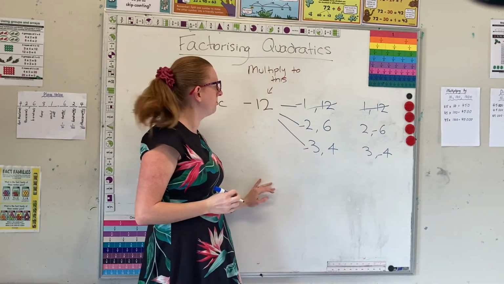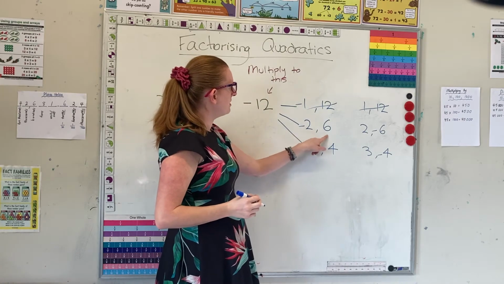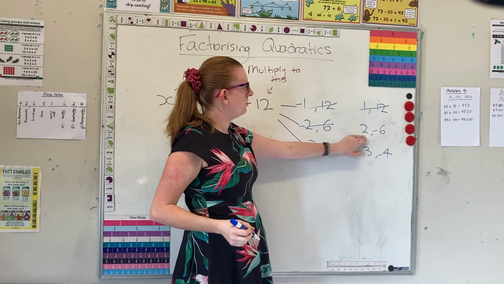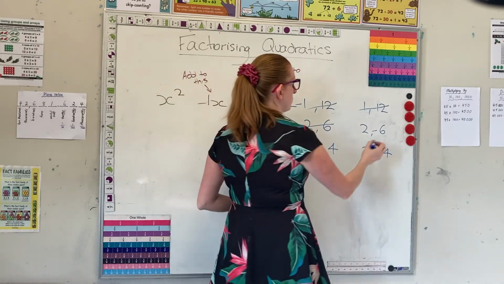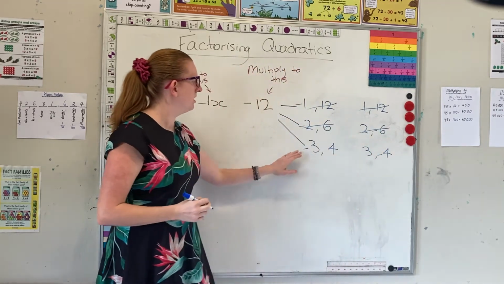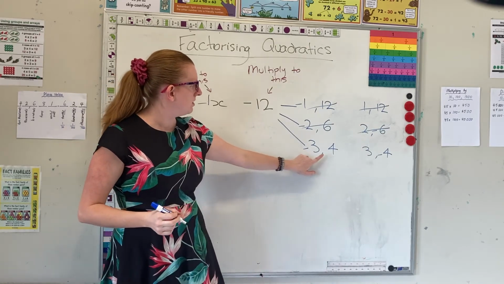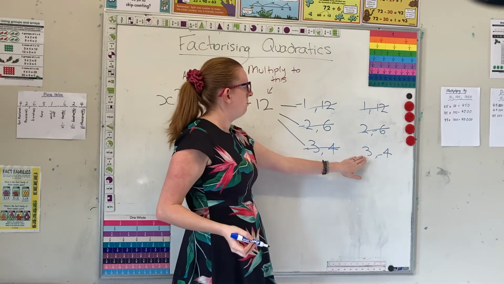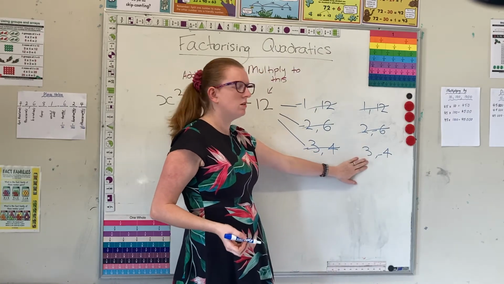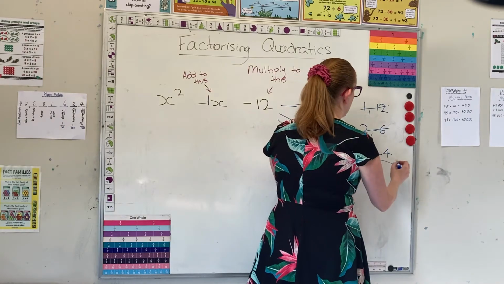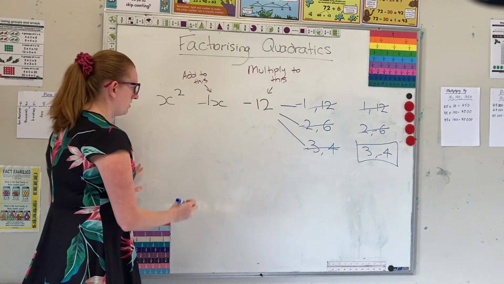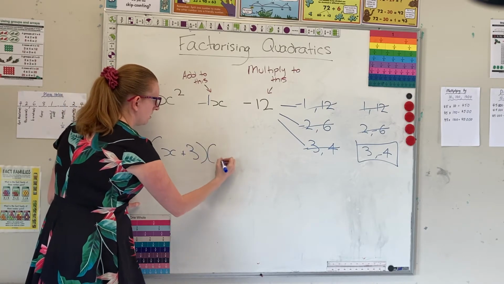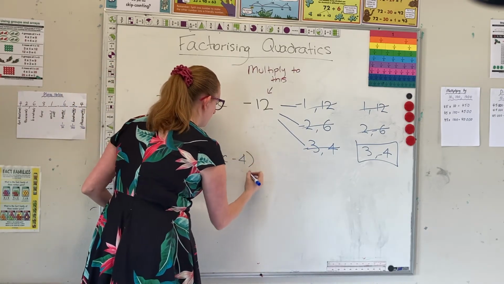It's not that one. Minus 2 plus 6 would give me positive 4, so it's not that. Positive 2 minus 6 would give me minus 4, so it's not that one either. Minus 3 plus 4 would give me positive 1, so it's not that. But positive 3 minus 4 gives me negative 1, so it's this one here. So in my brackets I'd have x plus 3, x minus 4.